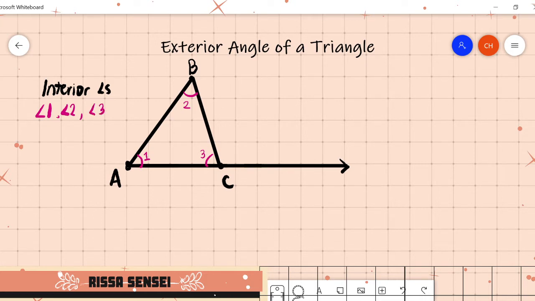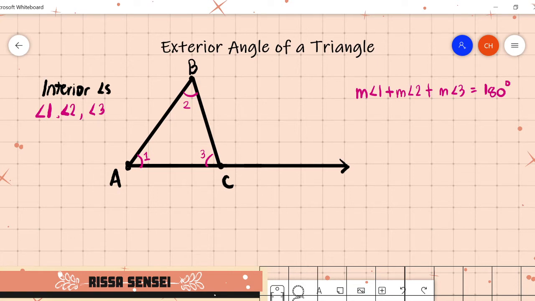And what can we say about the interior angles of a triangle? Kapag kinuha natin yung sum of the measures of the interior angles of any triangle, it will always be equal to 180 degrees. Tatandaan. The sum of the measures of the interior angles of any triangle will always be equal to 180 degrees.